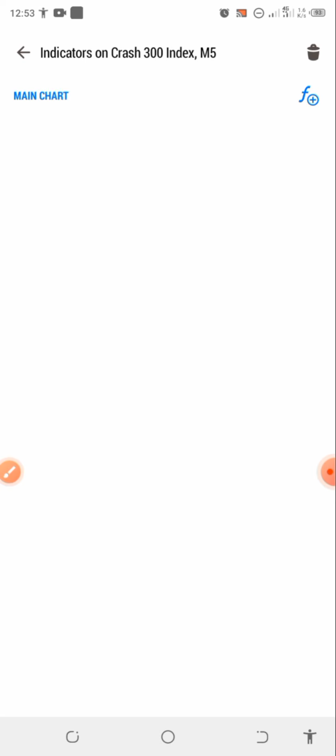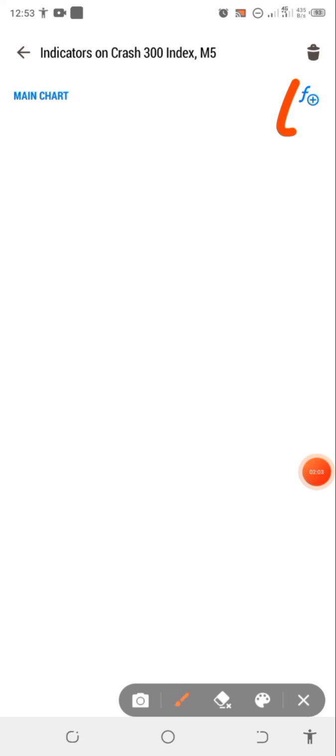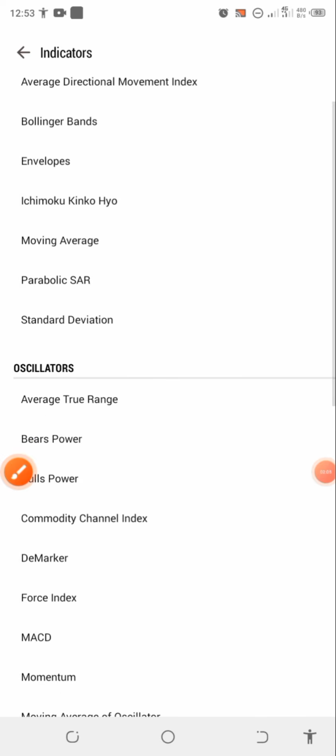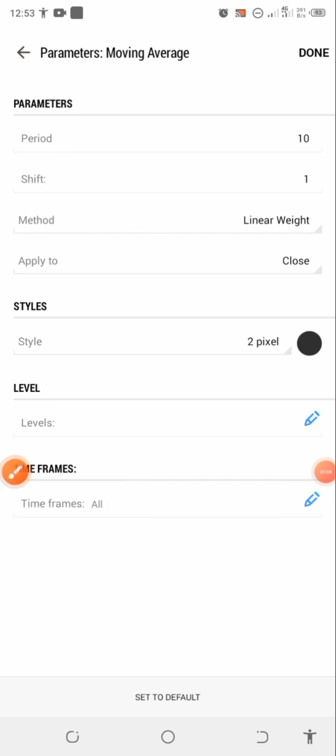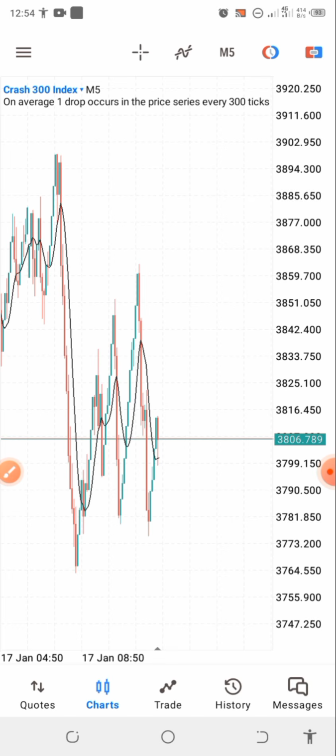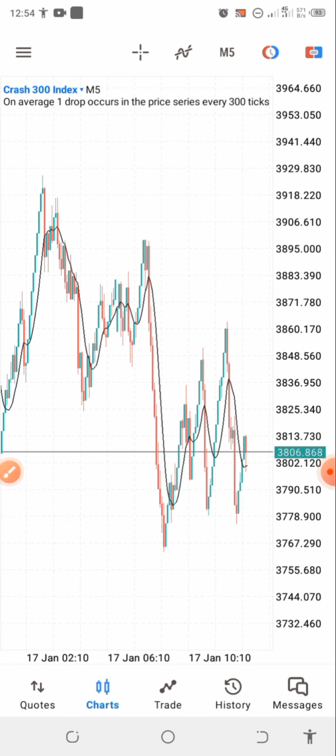Go to the icon and click on the F plus. When you click on the F plus, search for the moving average, which you can see right here. Click on it and then there are the parameters for the moving average. The period is going to be 10, shift is 1. The method is going to be linear weighted, applied to close. On the style, I'm going to be using the black color. So we set it up like this, then click on done. Now you are going to have your moving average right in your chart.